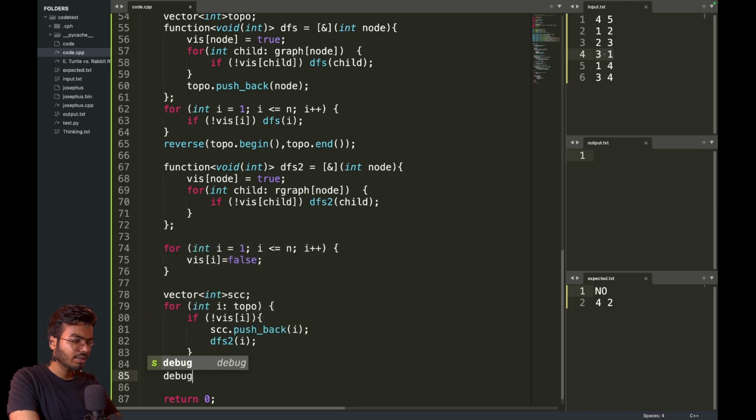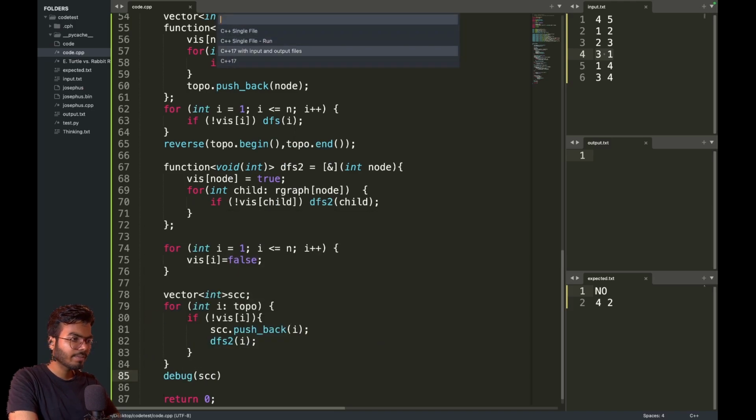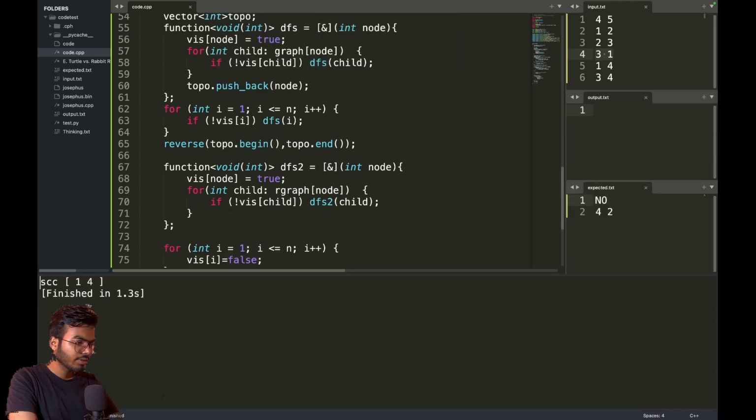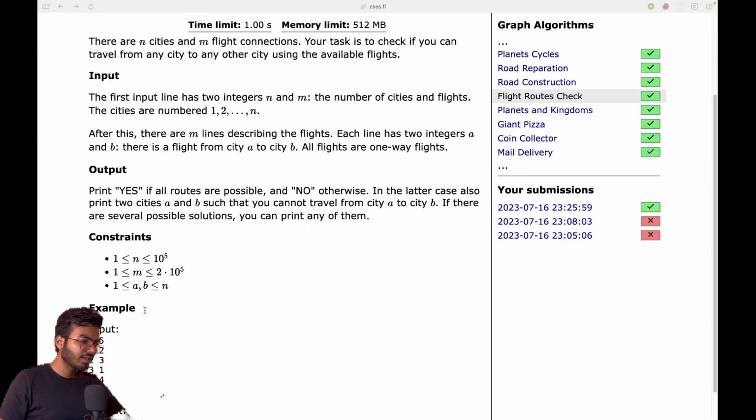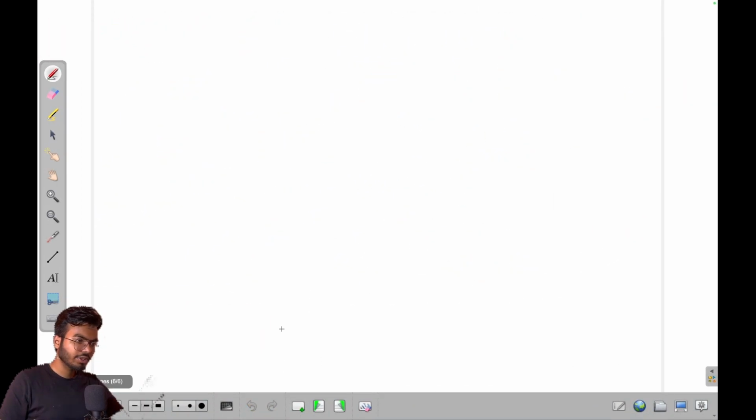Let's debug the SCCs that I am getting. So you will see I am getting two strongly connected components. One is 1 and another is 4. Let me just draw this test case to see.